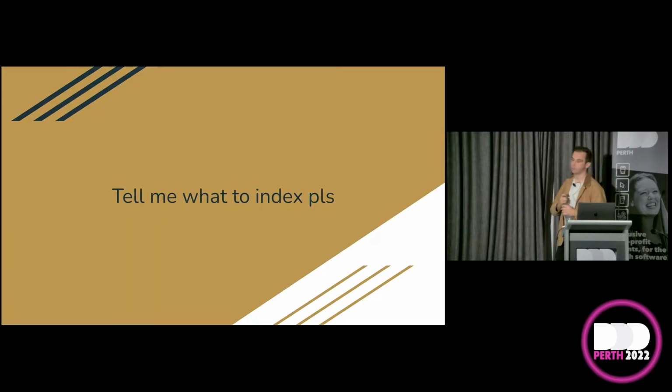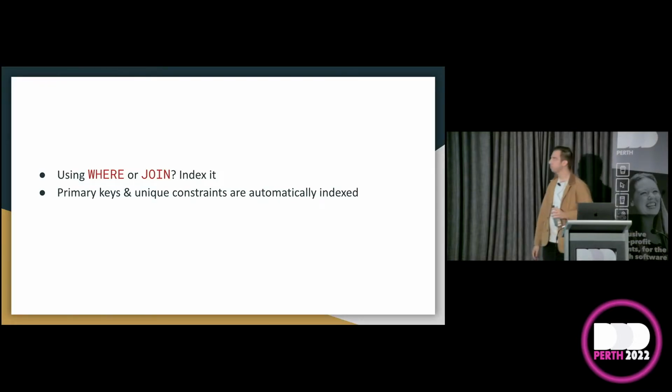So, enough theory, right? It's kind of boring. Let's make this quite practical. Tell me what to index. Okay, let's do something really generic: where or join, index it. Your primary keys and unique constraints will be automatically indexed.